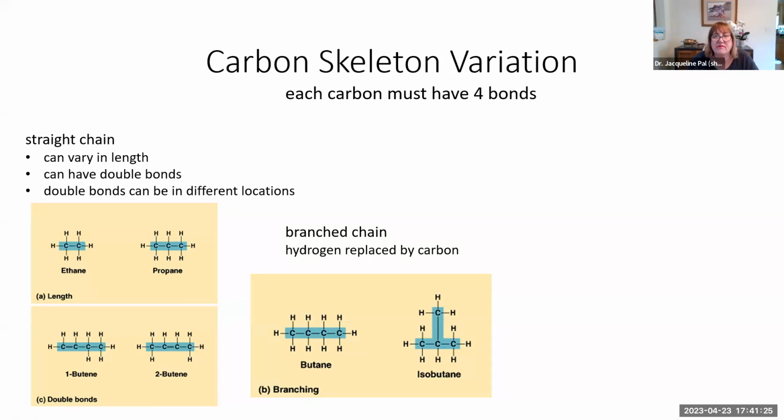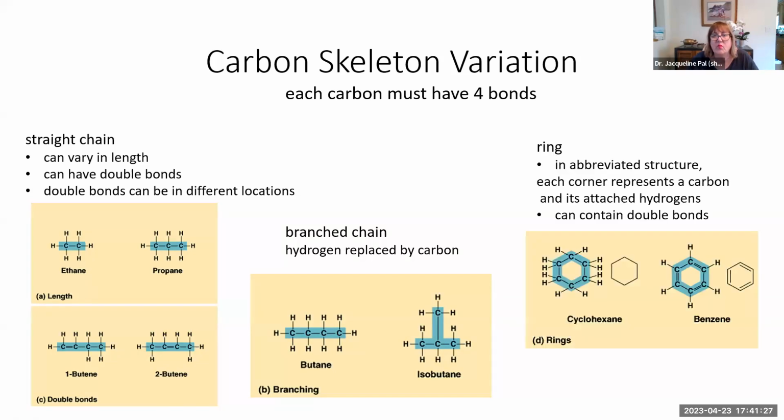And the third type of carbon skeleton is to form a ring. And when we look at the ring here on the left, you can see all the carbons, and you can count the 4 bonds with the hydrogens, and they can form a 6-sided ring with single bonds, or it can form a 6-sided ring with 3 double bonds.